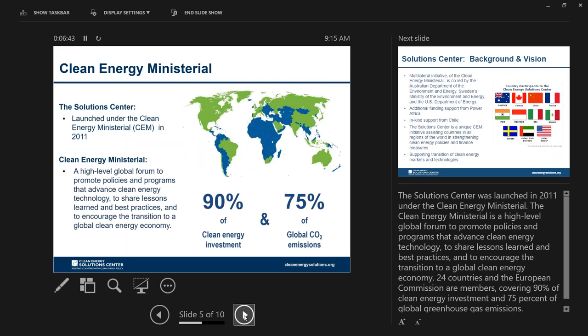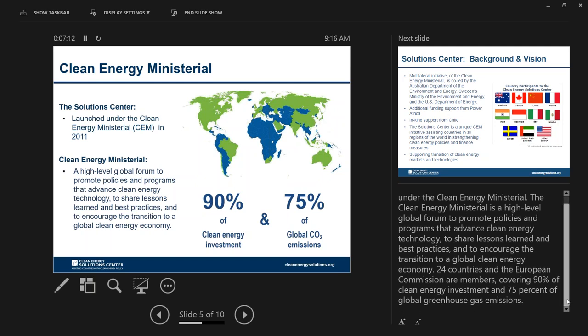Real quickly, just to give you an overview of the Solution Center, it was launched in 2011 under the Clean Energy Ministerial. And the Clean Energy Ministerial is a high-level global forum to promote policies and programs that advance clean energy technology, to share lessons learned and best practices, and to encourage the transition to a global clean energy economy. 24 countries and the European Commission are members of the Clean Energy Ministerial, covering 90% of clean energy investment and 75% of global greenhouse emissions.